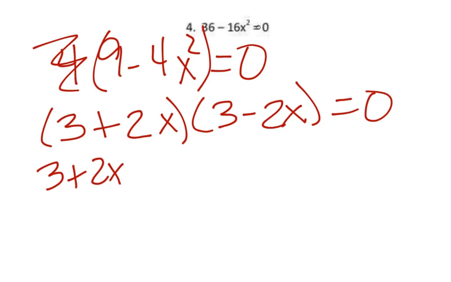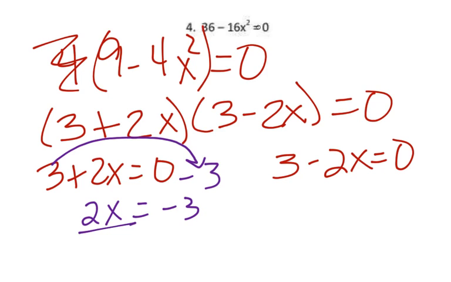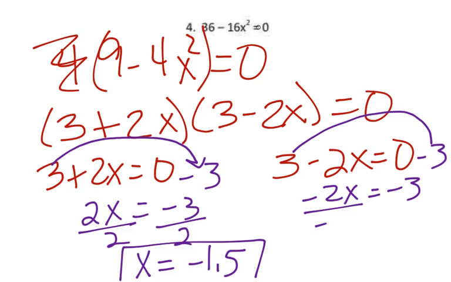3 plus 2x equals 0, and 3 minus 2x equals 0. Move your 3 and subtract it. 2x equals negative 3. Divide by 2. X equals negative 1.5. Move your 3 and subtract it. Negative 2x equals negative 3. Divide by negative 2. X equals positive 1.5.